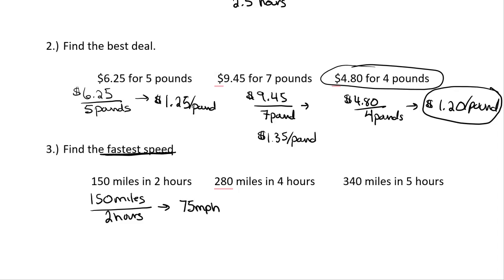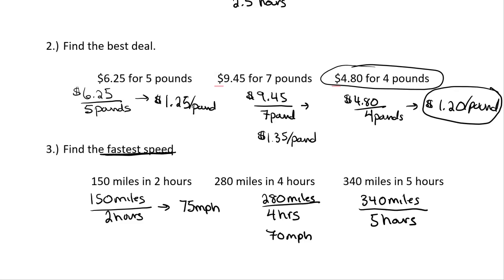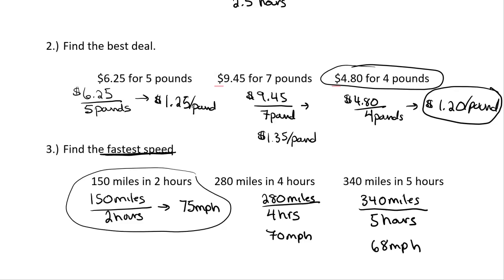miles per hour. Now we have 280 miles over 4 hours. Okay, so that's going to give me 70 miles per hour. And then we have to do the same thing here, 340 miles per 5 hours. I go ahead and divide that out, and I get 68 miles per hour. Now we're looking for the fastest speed. So this one right here is fastest.